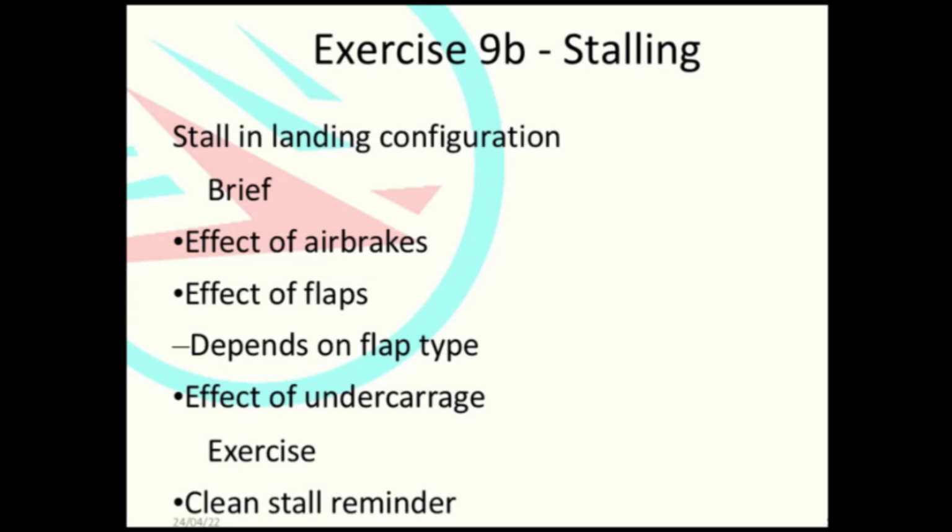When you fly the exercise, we want to demonstrate a clean stall as a reminder to the student so they can see what it's like in the normal configuration. Then we set the glider up in the landing configuration and then stall the glider again. What's probably worth pointing out in a lot of aircraft is the effect that the air brakes have on the pre-stall buffet. You may well find that with the air brakes out, you will no longer be able to detect when the pre-stall buffet starts and the buffet due to the air brakes finishes.